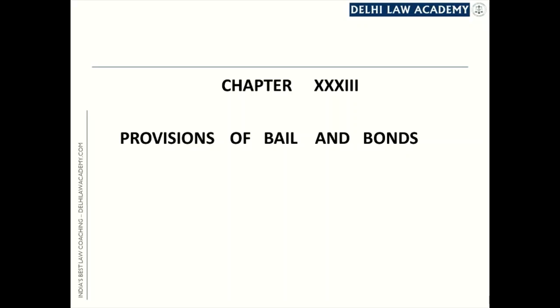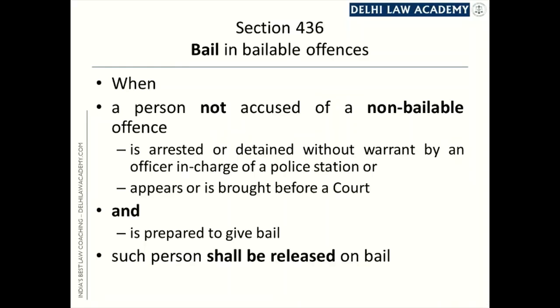Chapter 33 of the Criminal Procedure Code contains provisions on bail and bonds. Section 436 deals with bail in bailable offences, and sections 437, 438 and 439 deal with bail in non-bailable offences. Which offence is bailable and which offence is non-bailable?